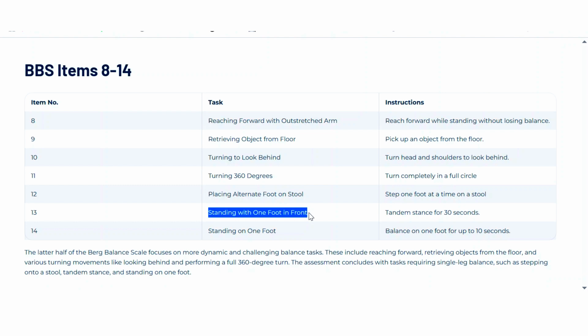Now the 14th one was standing on one foot, balance basically. So you balance on one foot for up to 10 seconds and do that on both feet, and you're done with the BBS. So these are the 14 items and these are very easy to learn. Just remember how you are going to perform these complete movements, and this is how you can perform the BBS scale. I hope you have learned this.